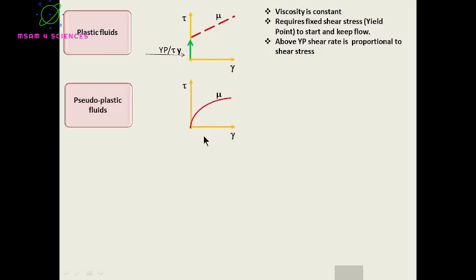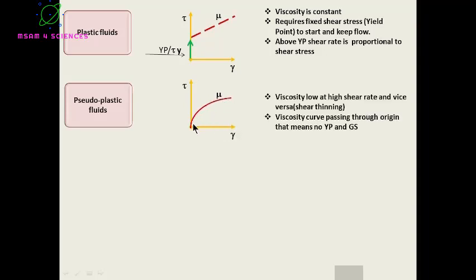Pseudoplastic fluids, here is the figure, the consistency curve. We can see here viscosity started from 0. That means no shear stress value, no yield stress, no yield point. And we can see from the figure the viscosity is not constant, it is changing because the curve is not a straight line. So the relationship between rate and viscosity is an inverse relationship. Once the rate is higher, the viscosity will be lower, but will never go to 0.